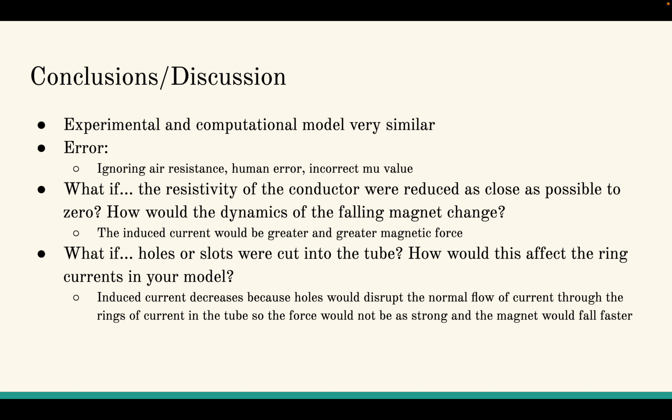If we reduce the resistivity of the conductor to as close to 0, the induced current would be greater, and there'd be a greater magnetic force. If holes were cut into the tube, the induced current would decrease because those holes disrupt the normal flow, and the force would not be as strong, so it would fall faster.